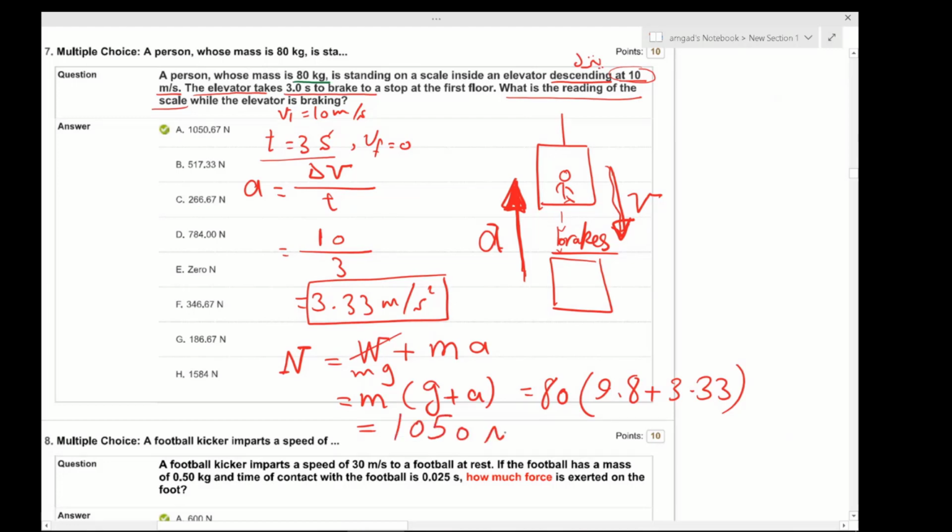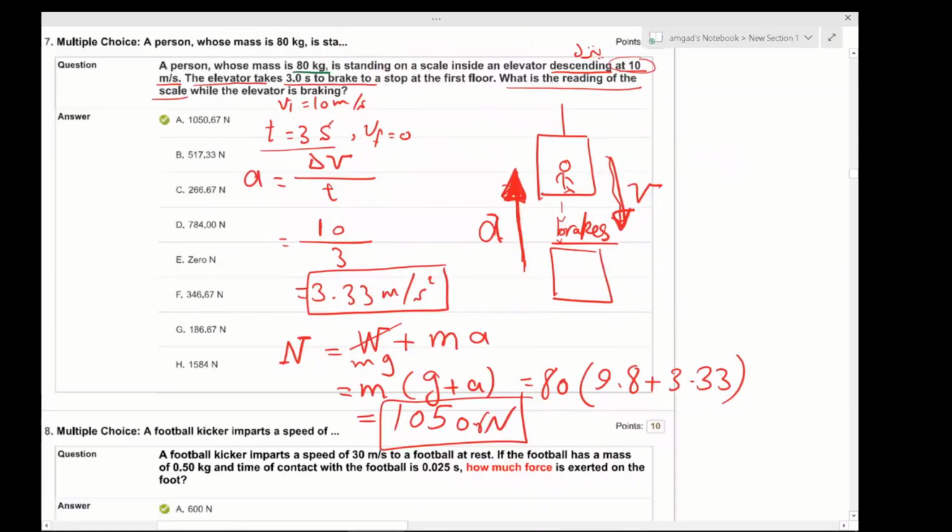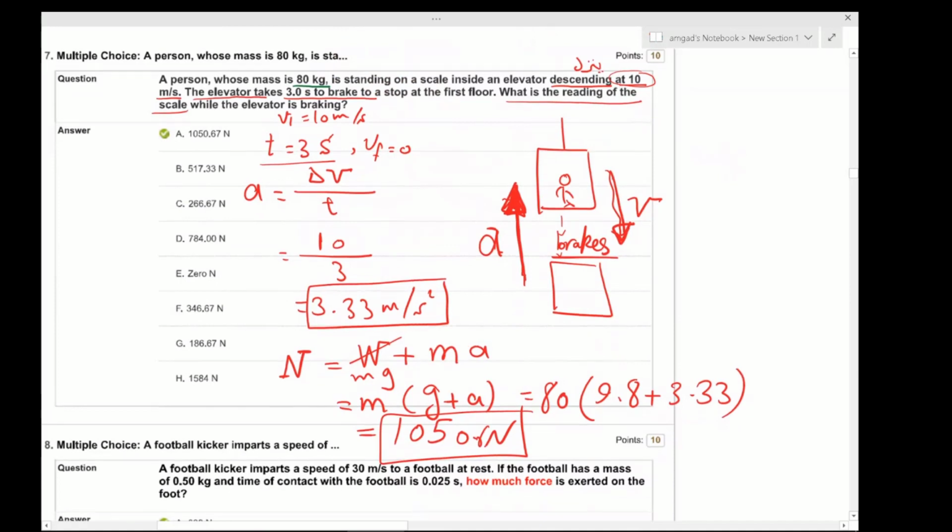1050.66, 1050 point whatever Newton. Okay, so take care that the acceleration is opposite because it's a brake. Okay, guys? Doctor, we said plus because the acceleration is upwards? Yes. Okay.